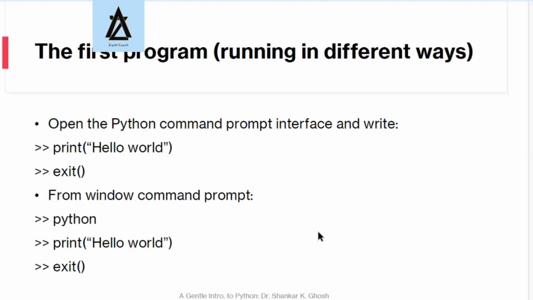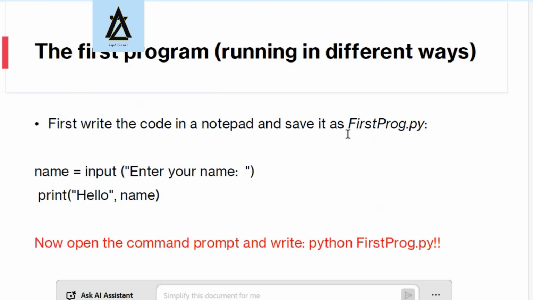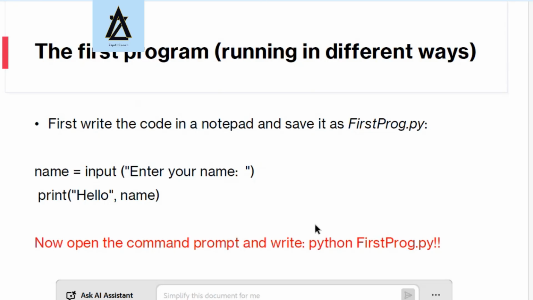The very first program that you can run: in my slide, how to write the program is presented exhaustively, and in future I will make this slide public also, so you can access that. First, you just open the command prompt, write hello world, and then exit. Otherwise, you can write your program in a file, save it as, let's say, first.py, and then write these commands. So your program will be done.